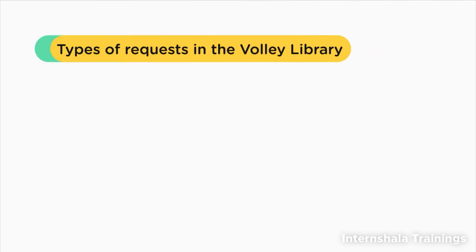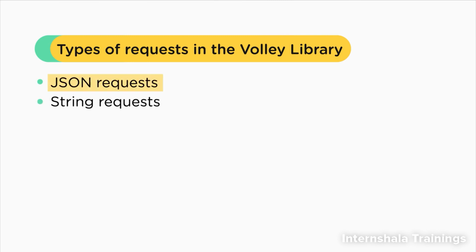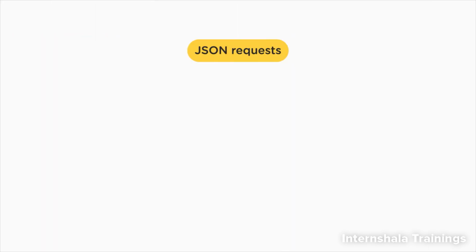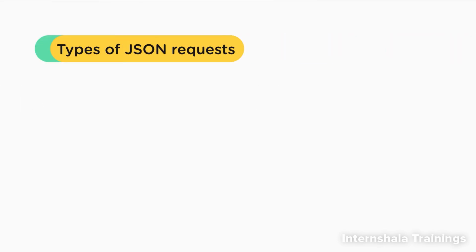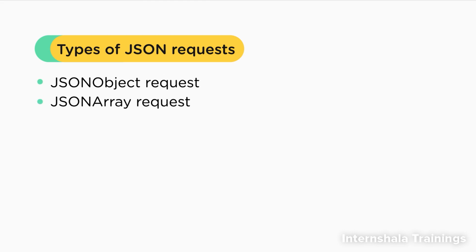Different types of requests can be made depending on the response we want. The two types of requests we will be looking at are JSON requests and string requests. We look at JSON requests first. Now, as the name suggests, the JSON requests are used when we want to fetch JSON responses from the server. There are again two types of JSON requests. One is a JSON object and the other is a JSON array. As you must have understood, we can fetch JSON objects from the server using this and JSON arrays using this.